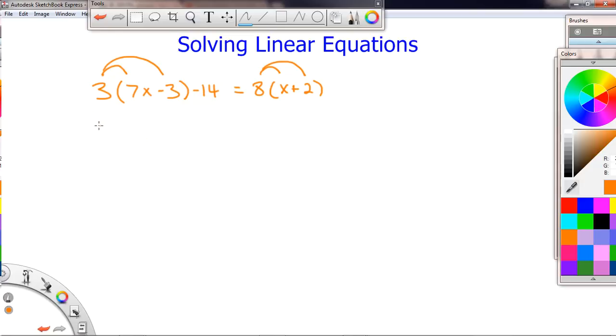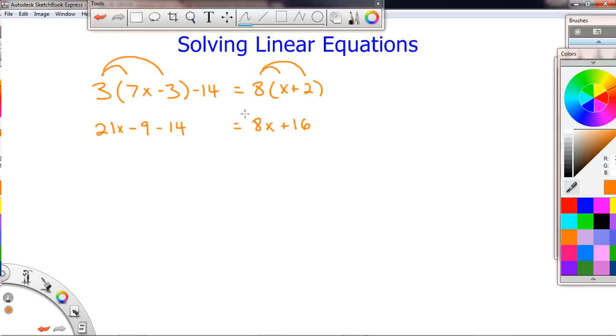3 times 7x is 21x. 3 times negative 3 is negative 9. The negative 14, nothing really happened to that. Drop down our equal sign. 8 times x is just 8x. And 8 times positive 2 is positive 16.